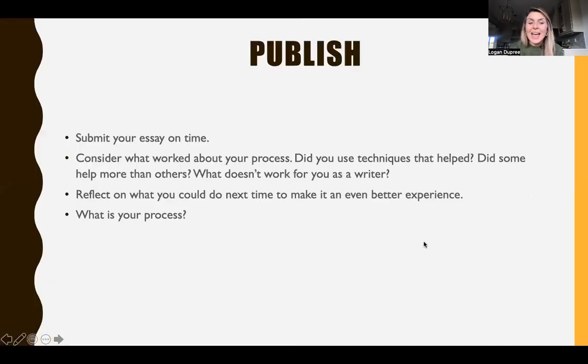And then finally, publishing, which is probably what students are the most excited about. Submit your essay on time. Remember, for the purposes of this class, every day that you turn it in late is a letter grade that you've missed out on. So to give yourself the best chance of making the kind of grade you want, just get it in on time.